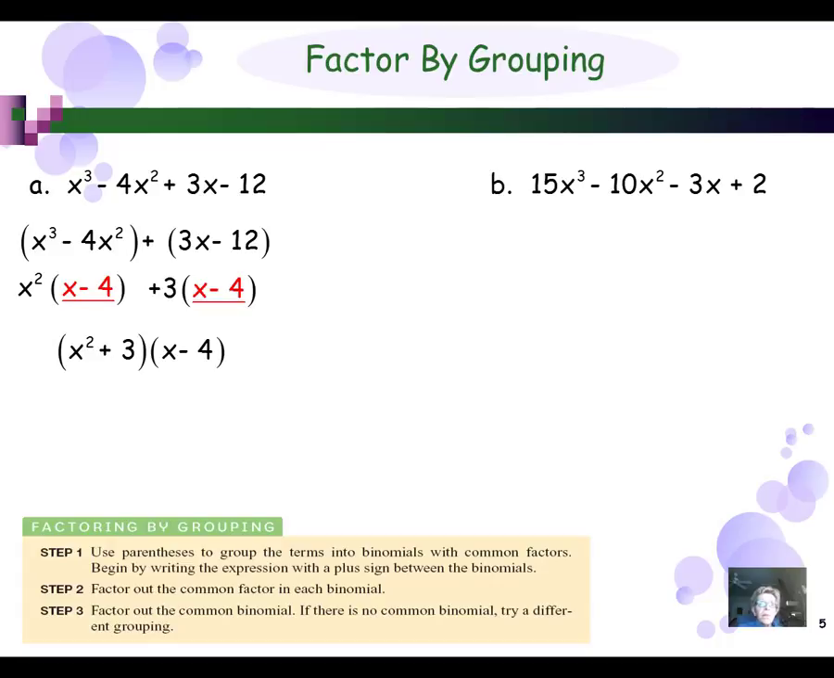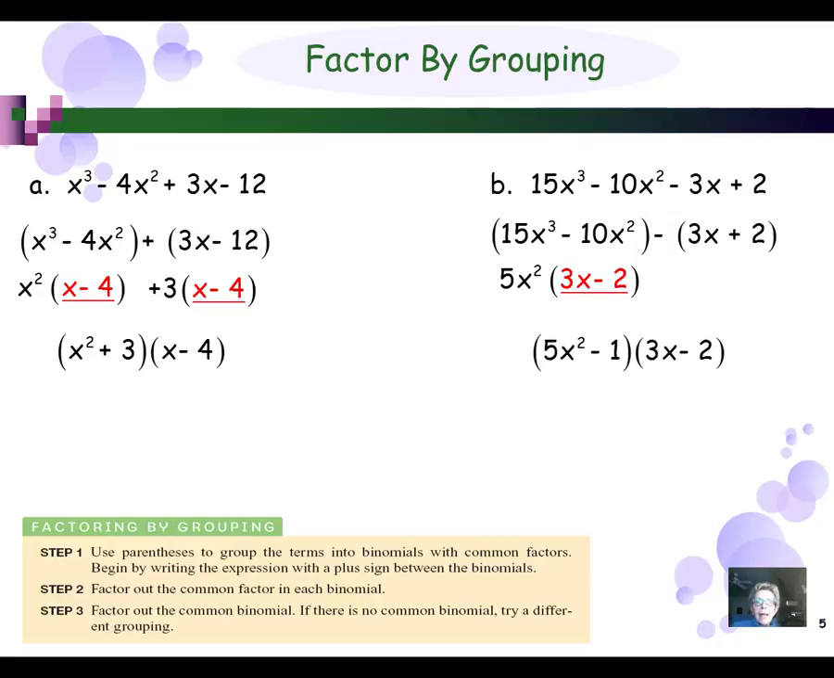My next example, again, is a 4-piece polynomial. I'm going to break the 2 pieces apart, look for the GCF in each side. My first side, it's 5x squared. I factor that out, and that gives me 3x minus 2. But now when I look at the right-hand side, I don't really see a GCF. However, I'm going to bring down the negative, and I'm going to factor out a negative 1.